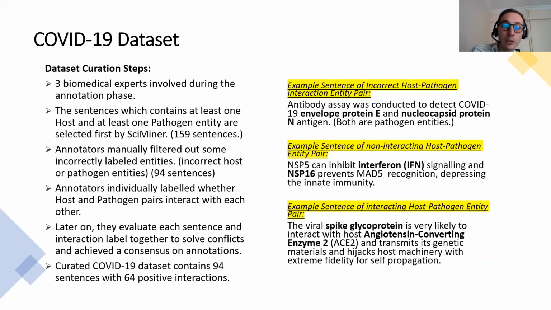And then after we automatically extract sentences by using SciMiner, we also performed some manual annotation steps. In this phase, 3 biomedical experts were involved in the annotations, and annotators manually filtered out some incorrectly labeled entities first. Then each of them individually labeled whether host and pathogen pairs interact with each other or not. Later on, they came together and evaluated each sentence and interaction label together to solve conflicts and disagreements and achieve a consensus on the annotations.